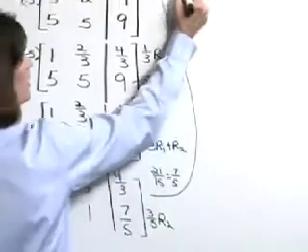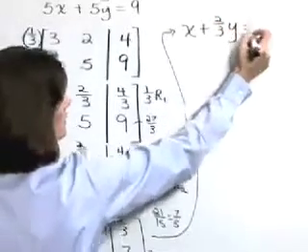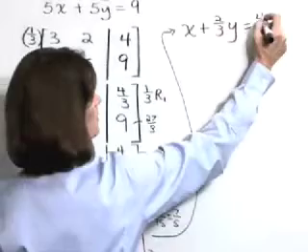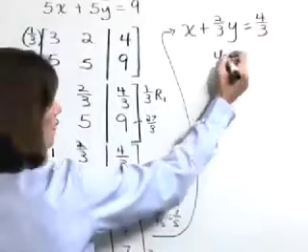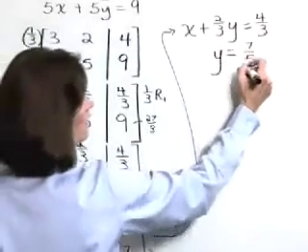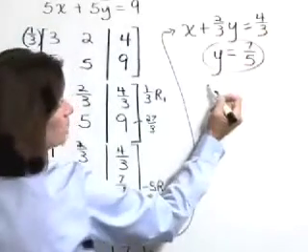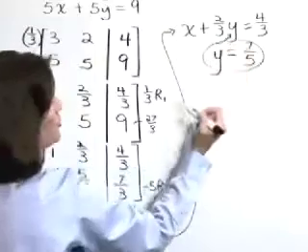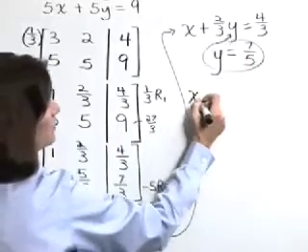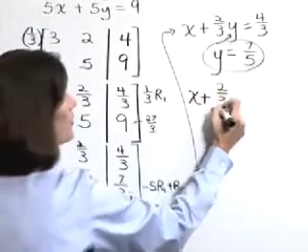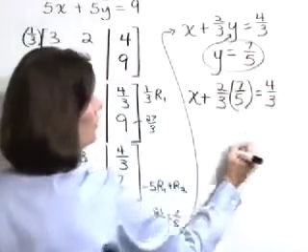This top row becomes x plus 2/3 y is equal to 4/3. That bottom row becomes y is equal to 7/5. So we have our y value solved for. And let's use that now to substitute into our first equation so that we can solve for x. That first equation then becomes x plus 2/3 times 7/5 is equal to 4/3.